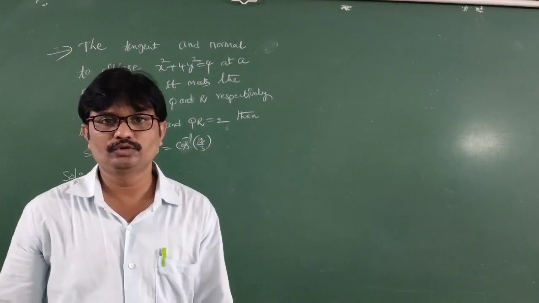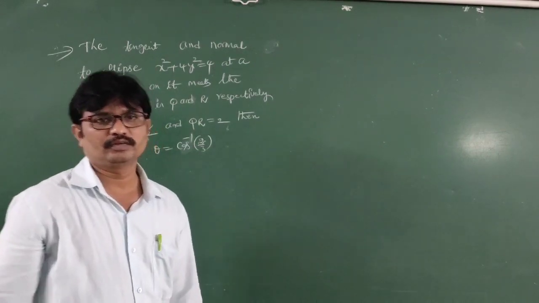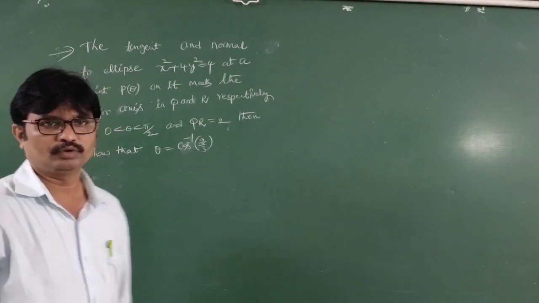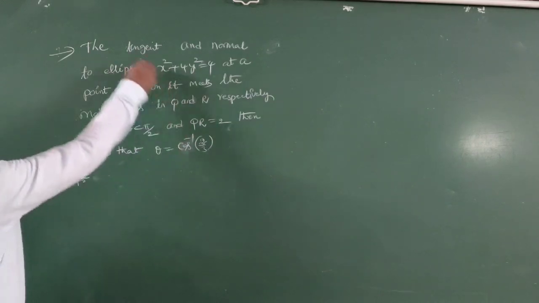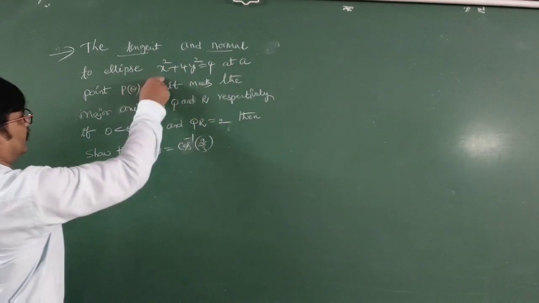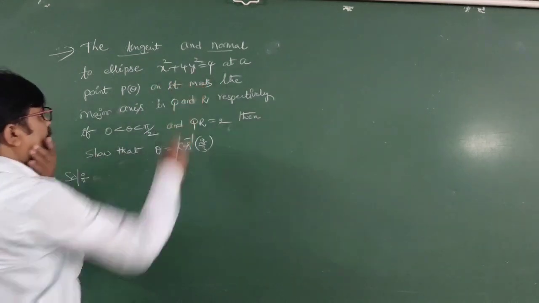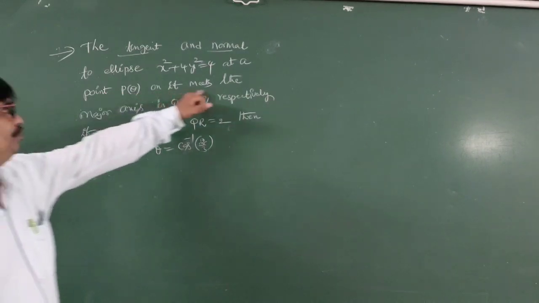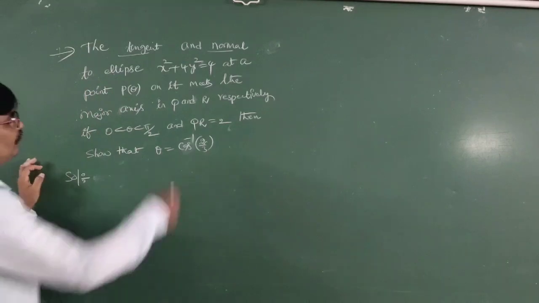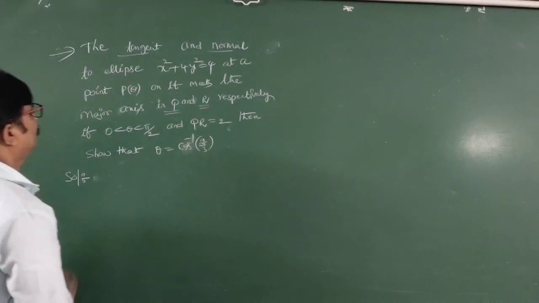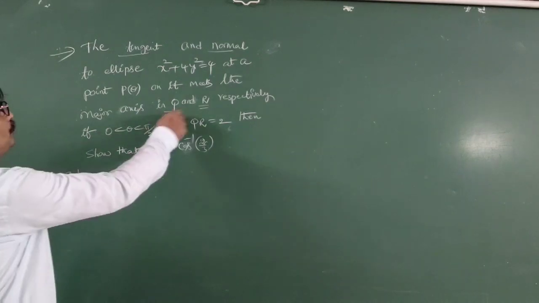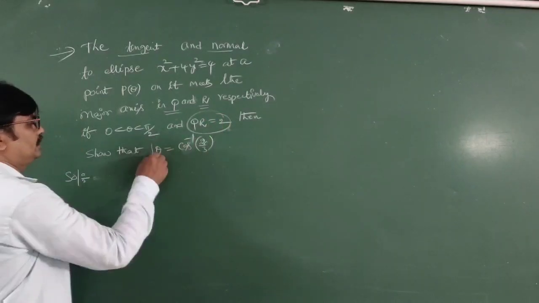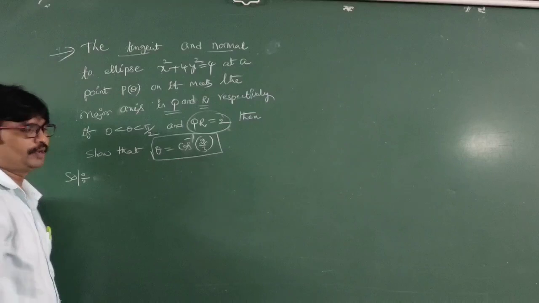Okay students, today we are going to discuss some different models based on the concept related to tangent and normal. The first one: tangent and normal to the ellipse x square plus 4y square equal to 4 at the point P theta meet the major axis at the points Q and R respectively, and QR is given as 2. Then theta is the cos inverse of 2 by 3.